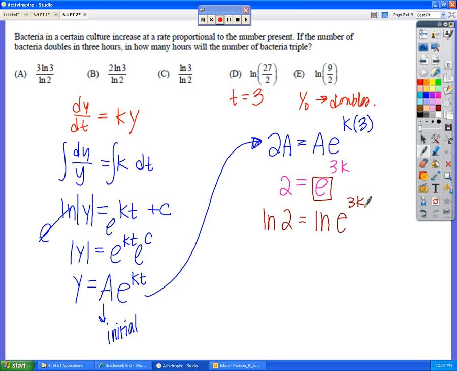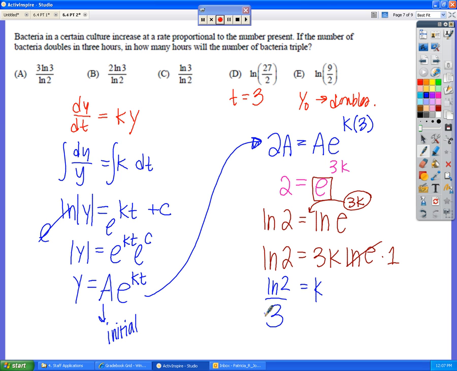The ln of e, with this power, I'm going to bring that in front, so I'm going to show every single step. 3k times the ln of e. Remember the ln of e is the same thing as 1. So I get that k is equal to ln of 2 over 3. And that's only part of the work.